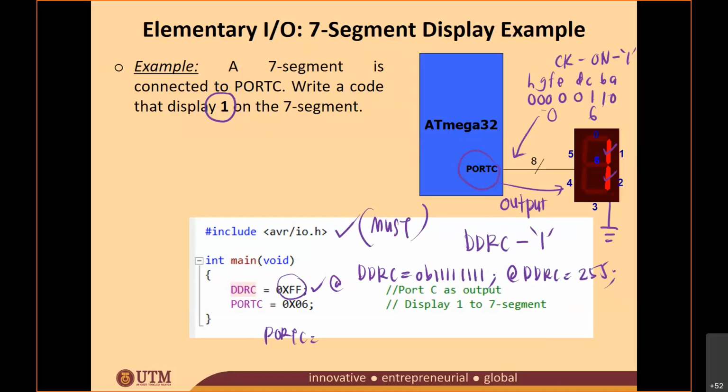If you don't want to use the hexadecimal representation, you can use a binary representation by writing PORTC equal to 0b00000110. Or you can simply use the decimal value: change 06 to decimal, which is 6. You will get the same output on your 7-segment display.